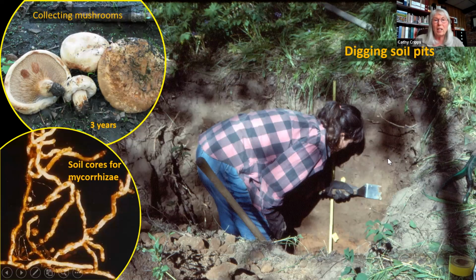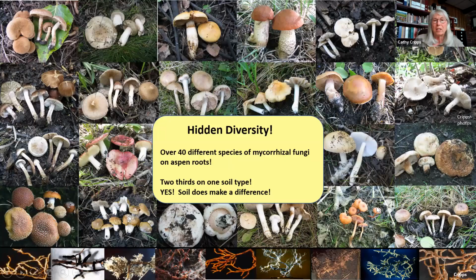So what I did was collect the fruiting bodies, the mushrooms, of mycorrhizal fungi for several years so I could see what was functioning, and I knew I could find these above ground. Then I did soil cores to see what was on the aspen roots. Some of these you can actually recognize on the roots just by the morphology. This was before the era of DNA. Now they can match it up with DNA. So, to make a long story short, what's down there? What did I find? Well, lots of hidden diversity. Over 40 different species of mycorrhizal fungi.